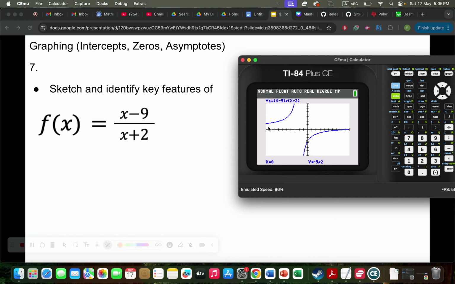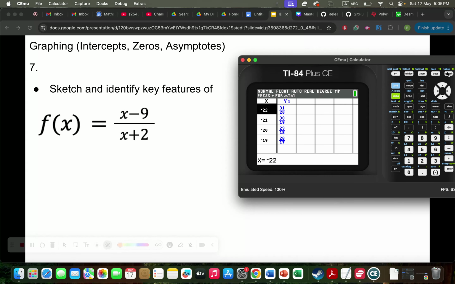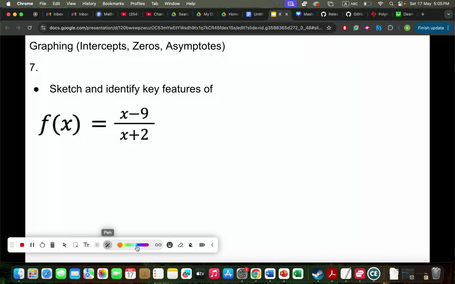So then you might ask, how do I find the vertical asymptote or the horizontal asymptote? It's actually quite easy. We can go to table, second table. We're going to find the x value first, the one that gives me an error. That's going to give you the vertical asymptote. Now you realize that at -2, it gives me an error. So I can simply write x to be -2.